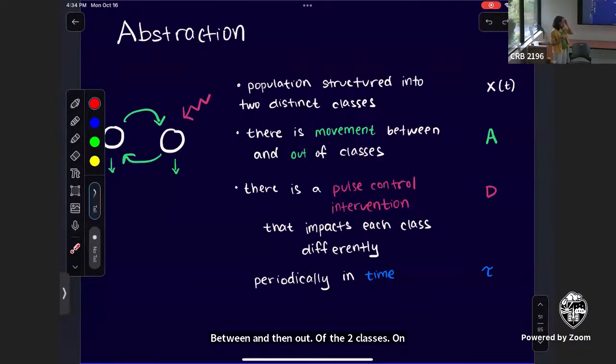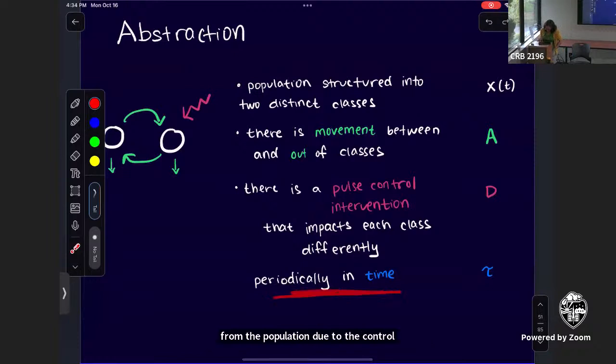On top of this, there's some kind of pulse control intervention that might impact each class differently. So in this picture, I've only drawn it impacting one of the 2 classes. And this is captured in this matrix D, a diagonal matrix. It's basically saying some proportion of class 1 and class 2 will be removed from the population due to the control. And this happens periodically in time, given by tau.